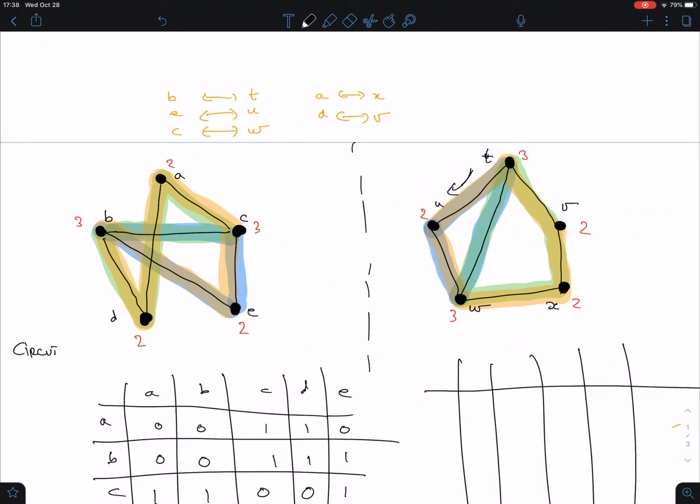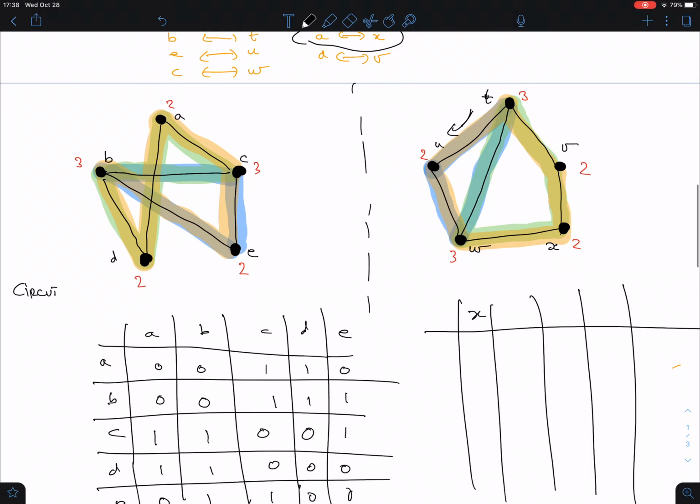So, okay, if I start from A here, then correspondingly this corresponds to X. So I have to start at X. Okay, so X. And then remember I was going around on my path this way. So after X comes V. So B corresponds to V.